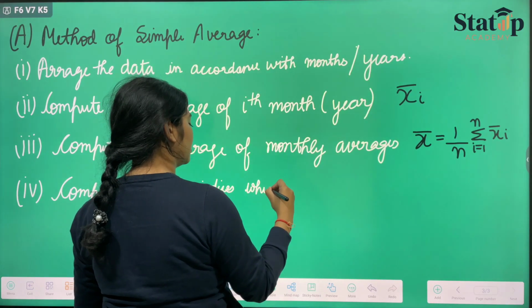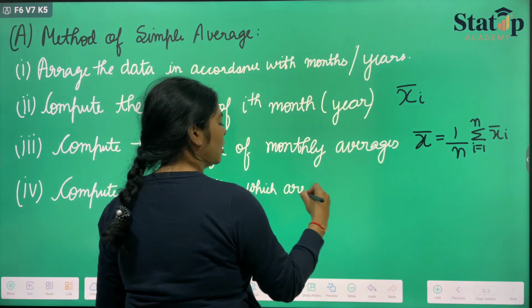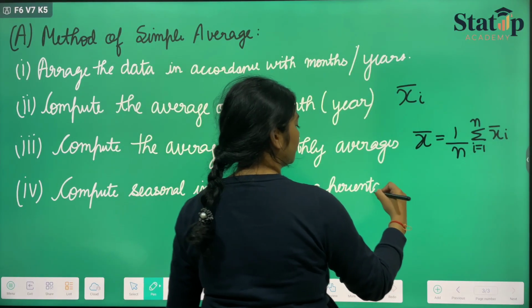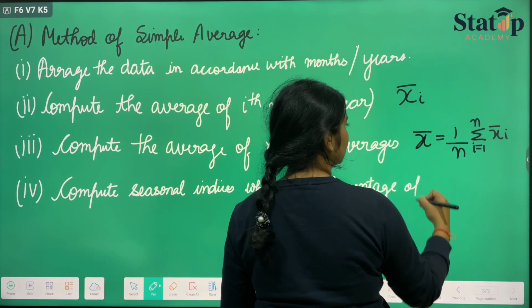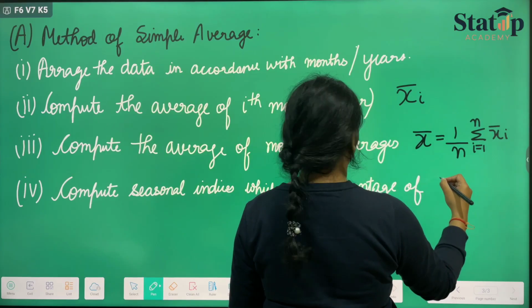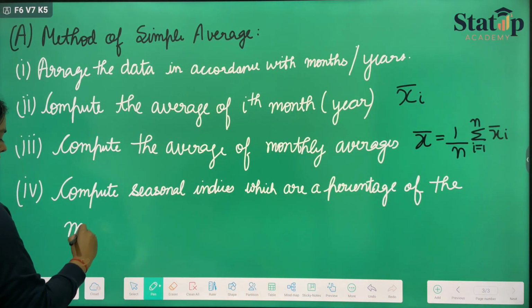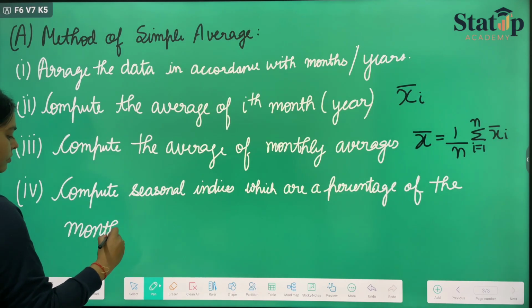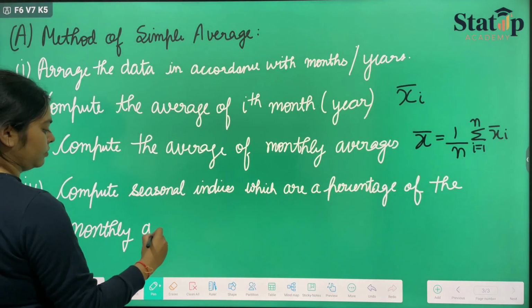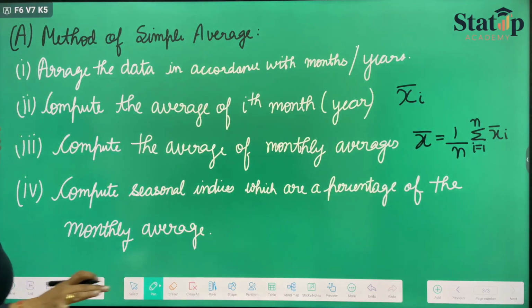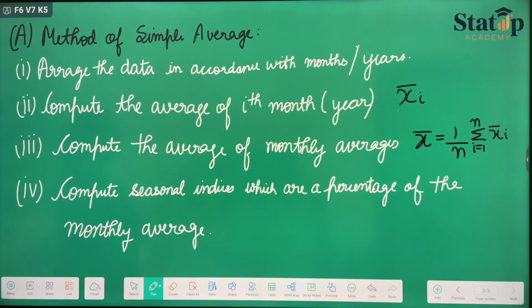which are a percentage of the monthly average. So these are the four steps which we'll follow in the question. So let us take an example.